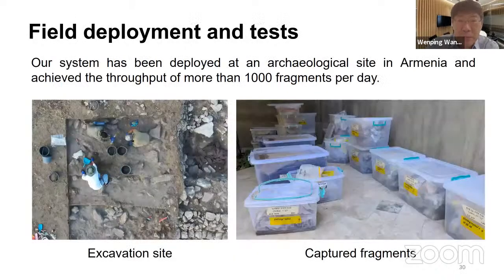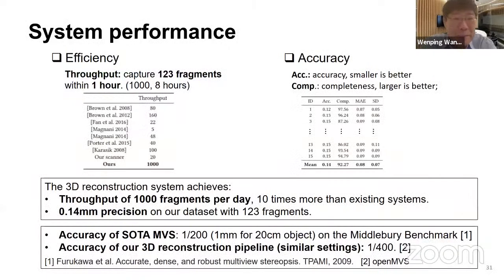All right, this is the actual situation of deploying our system in Armenia. Our people were working here, finding 100,000 pieces every day, put in big boxes, and so on and so forth. Okay, this has been tested, so we achieved this performance. Some more details about the system performance. We performed the throughput test, the accuracy test.